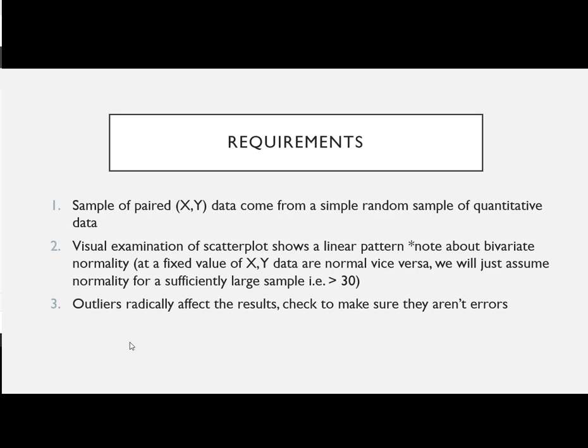correlation coefficient here. So the requirements are that you have a sample of paired data that come from a simple random sample of quantitative data. So you have an X and Y for each individual. Visual examination of the scatter plot shows that there's a linear pattern. And just a note about bivariate normality: at a fixed value of X and Y, data are normal and vice versa. We will just assume normality for a sufficiently large sample, for example, greater than 30. And also outliers radically affect the results, so we want to check to make sure that there aren't errors if you do have outliers.